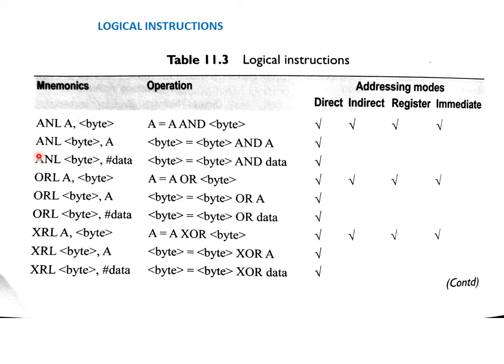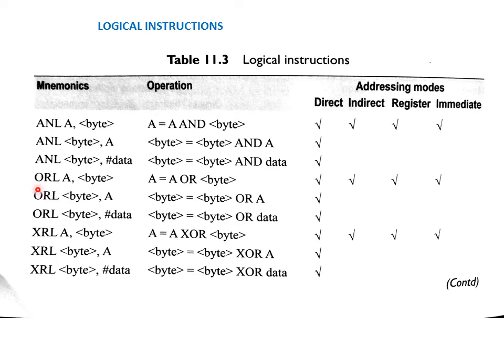The same AND operation with the byte, ANL byte, A, is performed with the result in the byte. In the previous instruction the accumulator is the destination; here the accumulator is the source. You can use it like this also. You can also perform the AND operation directly on a byte by specifying the data in the instruction. Here #data indicates the data is specified directly in the instruction. Now the byte stores the result of the byte ANDed with the data you specified in the instruction.